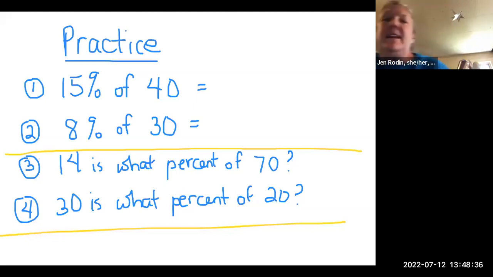And then the last one is, so we have 15% of 40, 8% of 30. This, we know the percent and the part, but not the whole. So these are the last ones that I'm going to put up, the last two, and then I'll come back to this page.